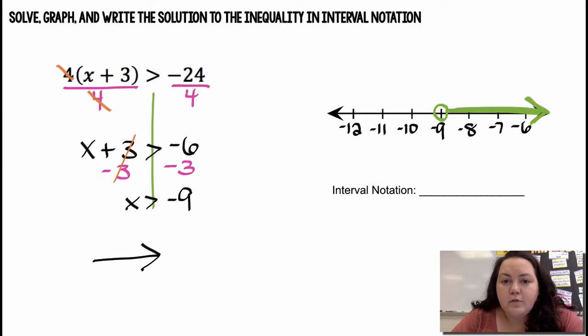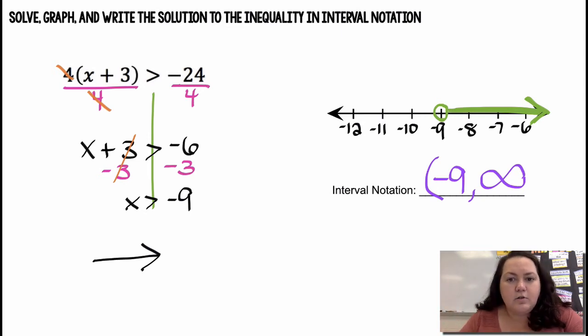In interval notation, I'm going from negative 9 with an open circle, so that means I use a parenthesis, and I'm going to positive infinity. Now you cannot capture infinity, so you can't put a bracket, because once you've included it, there's another number, since it goes on and on forever. So you have to use a parenthesis there.